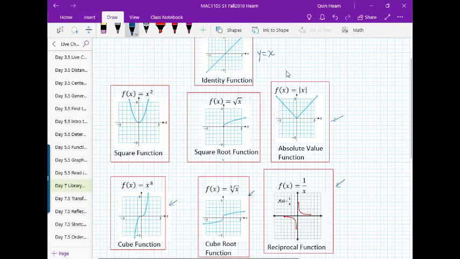So I'm going to go through each one of these one at a time and just remind you what the key points and asymptotes are that you need to memorize for each graph.